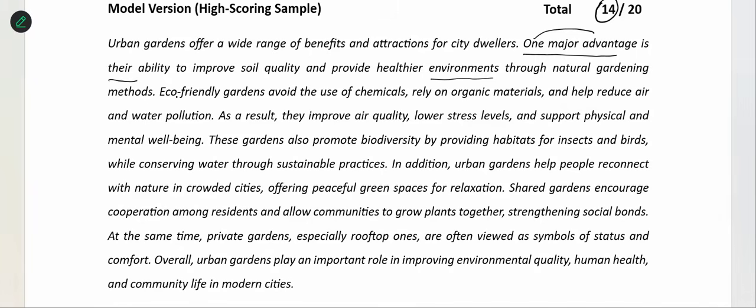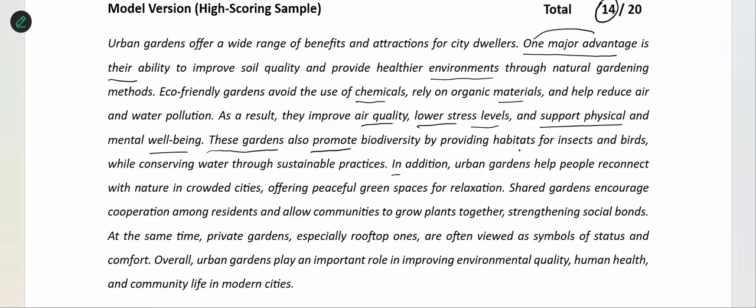Eco-friendly gardens avoid the use of chemicals, rely on organic materials, and help reduce air and water pollution. As a result, they improve air quality, lower stress levels, and support physical and mental well-being. These gardens also promote. Look at this. These gardens, this is the plural subject, so the plural verb promote biodiversity by providing habitats for insects and birds, comma, while conserving water through sustainable practices.